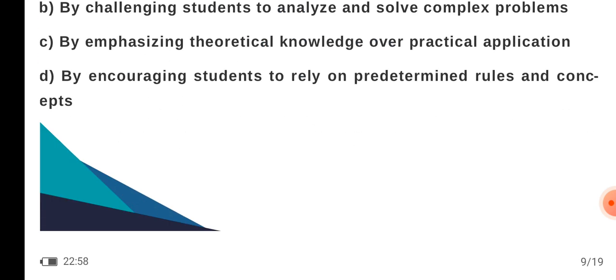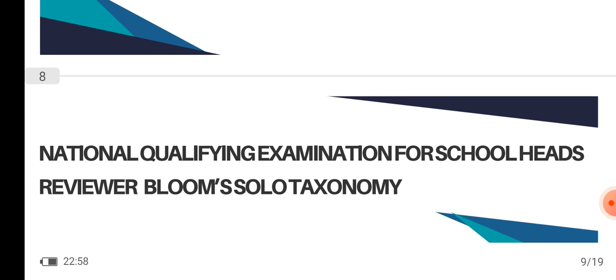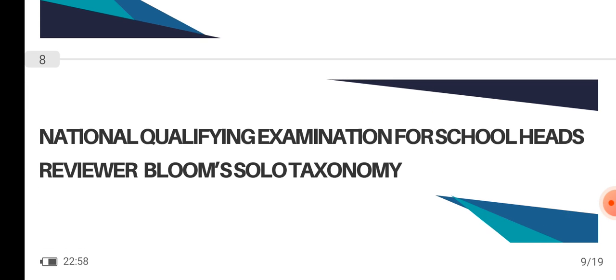Number 26 of our National Qualifying Examination for School Heads, or NQESH Reviewer, Bloom's SOLO Taxonomy. These are the possible questions.